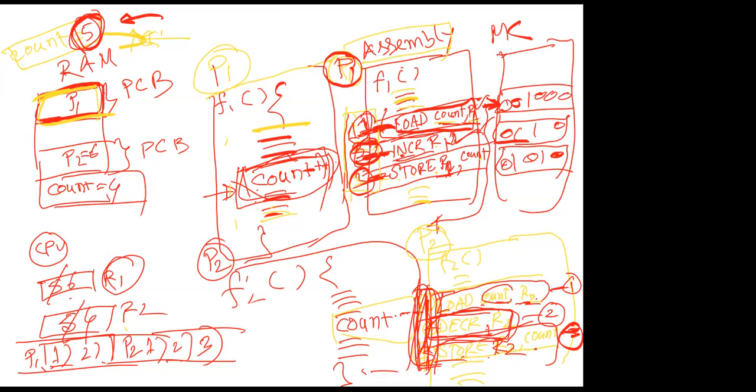Now P1 gets the CPU again. P2 is done. P1 will execute line number 3, because previously it executed only lines 1 and 2. Now it will execute line number 3. What will it do? It will store the R1 value to count.